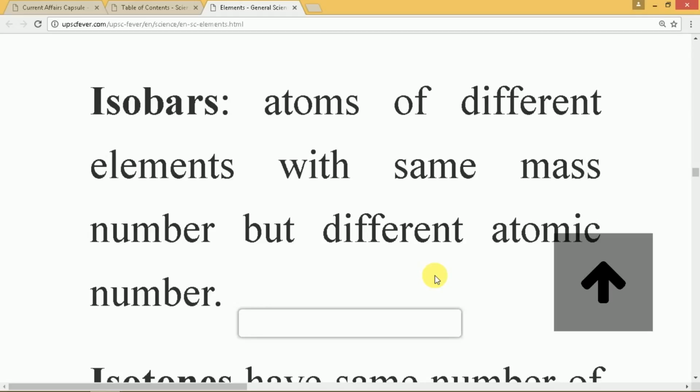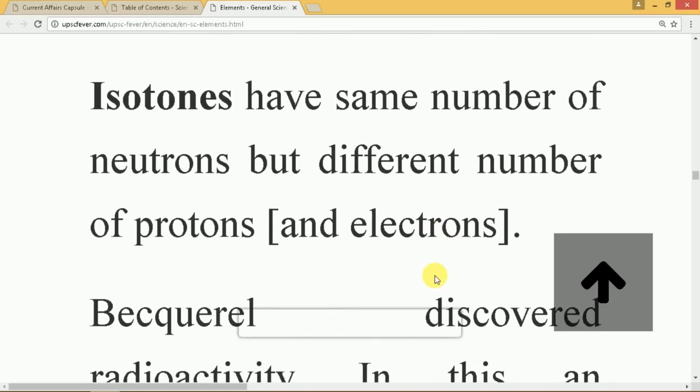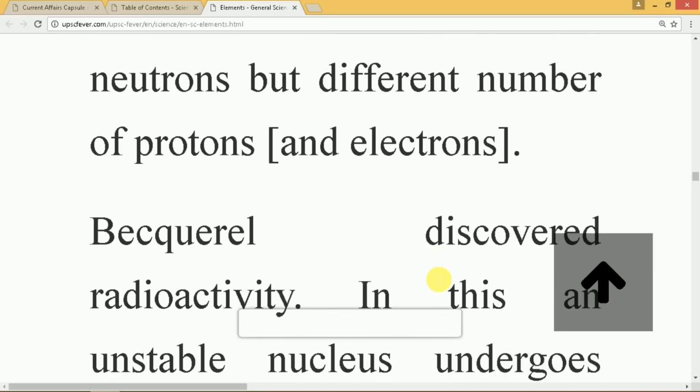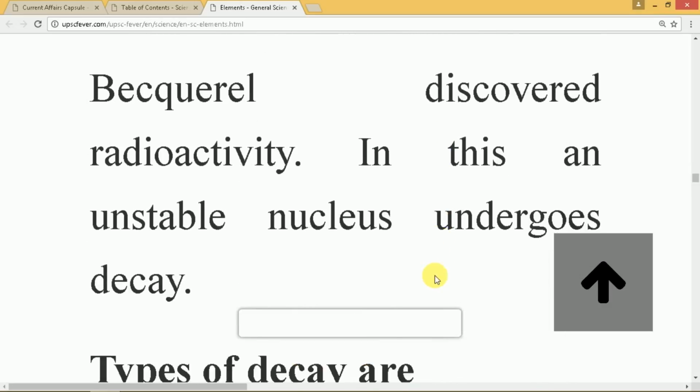Isotones have the same number of neutrons but different number of protons and electrons. So even isotones have different chemical properties. The last topic is a brief description of radioactivity. Radioactivity was discovered by the scientist Becquerel, whereas nuclear fission was discovered by Fermi.